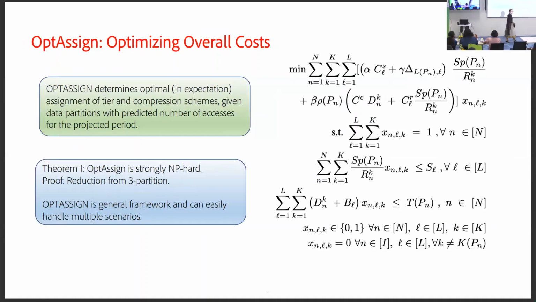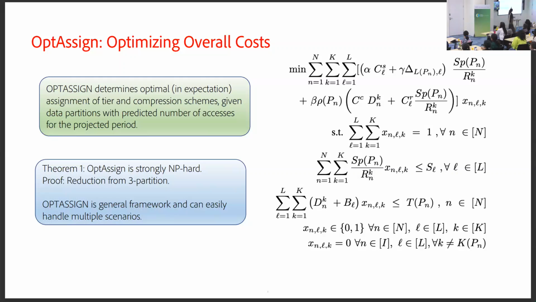Okay, so coming to OptAssign. Hope that slide is impressive. This is trying to determine the optimal assignment of tier and compression schemes, given that we know this is the access pattern and these are the performances of the compression algorithms. Suppose we know it all. Can we still optimize the tier and the compression scheme for given sets of data? Turns out that's a hard problem. That's NP-hard.